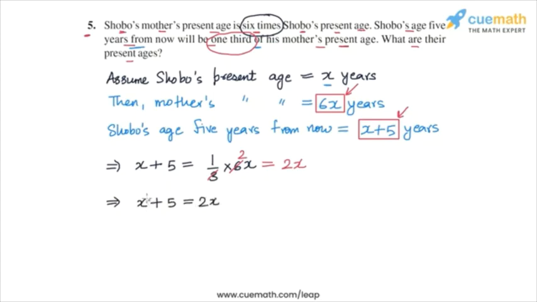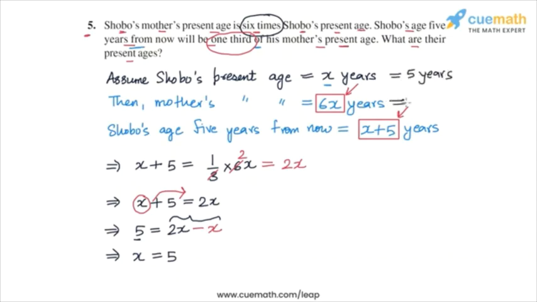And now we just take this x and we transpose it to the right side. That will give us 5 on the left side, and on the right side we have 2x and then the transposed term minus x. And therefore we get 2x minus x is equal to x. So we write x on the LHS and 5 on the RHS. So we get x equal to 5. So this means that Shobo's present age is 5 years and his mother's present age is 6 into 5 or 30 years.